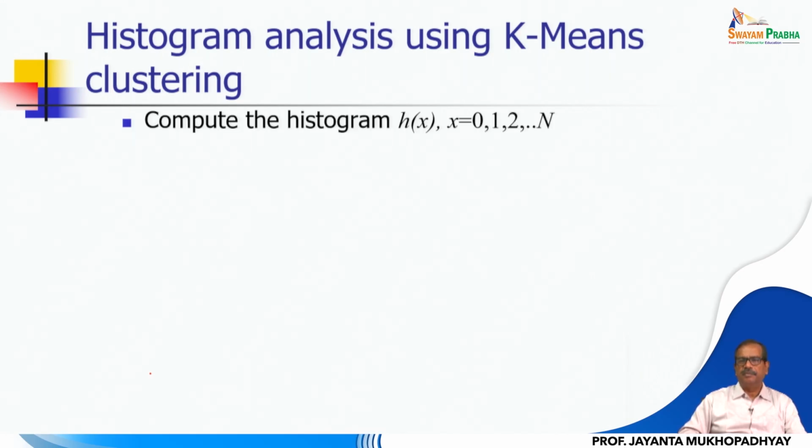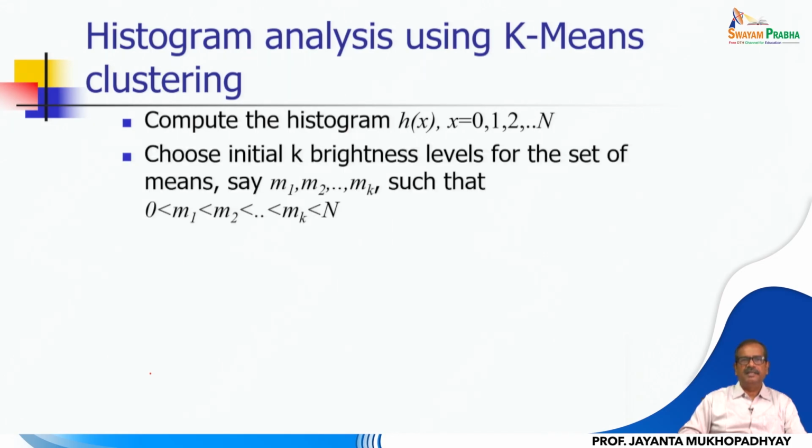So what you can do is compute the histogram from the image, and then choose arbitrary initial gray brightness levels for the set of means. If you are considering k such partitions, k should be given. In k-means clustering, k has to be given, so that's a kind of hyperparameter of the algorithm. Let us assume that these means are ordered in some fashion, because that would help us in designing the computation. Then we can update the ith mean.